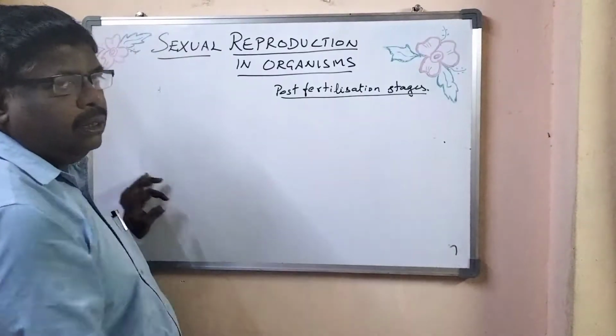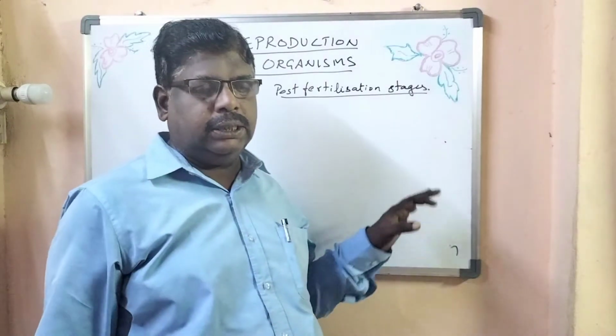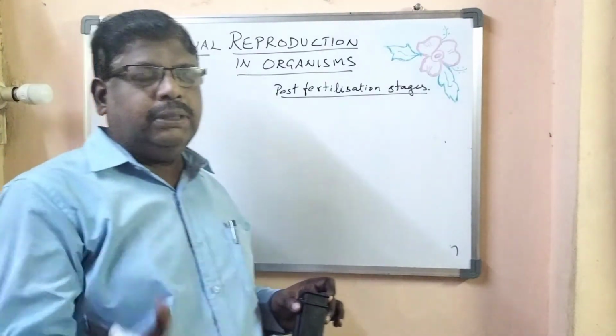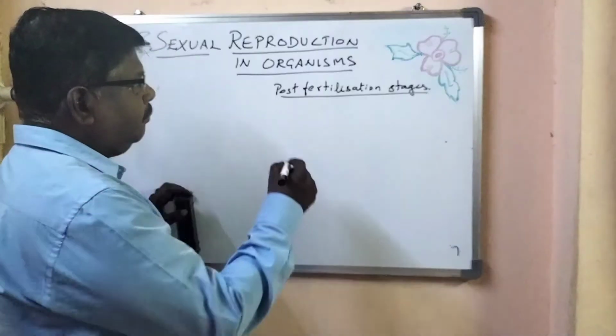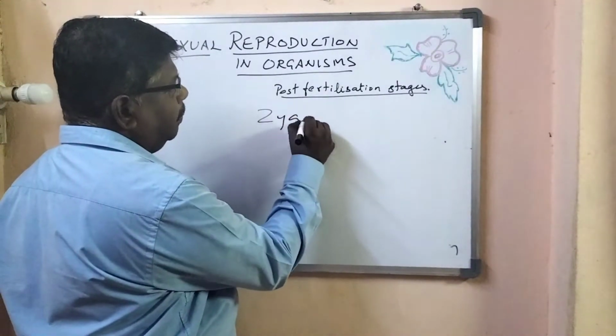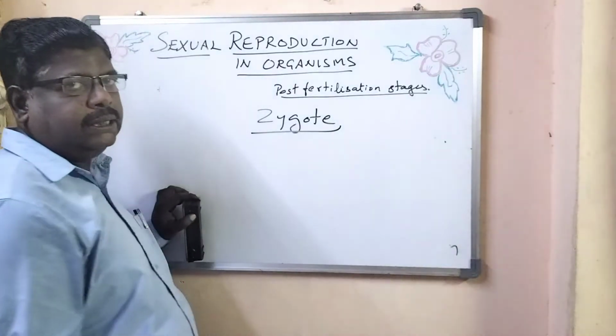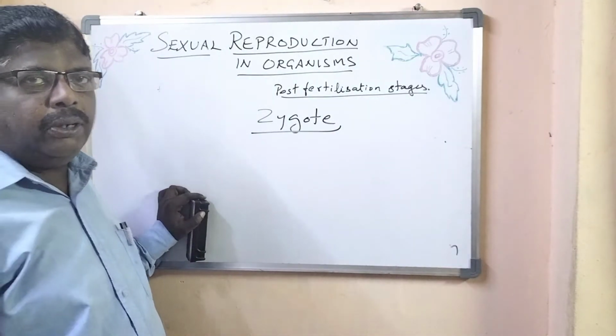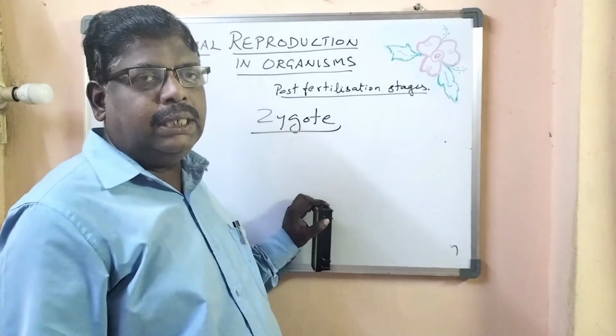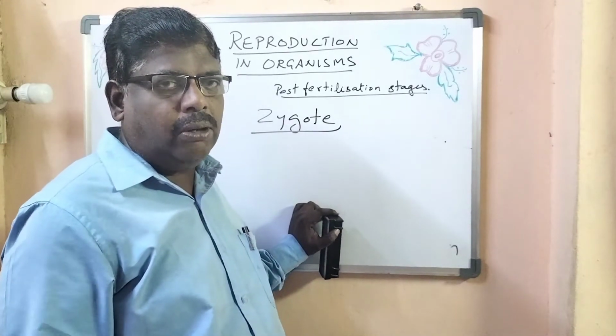Now we'll see about post-fertilization stages. It all starts with the formation of zygote. So this is the post-fertilization stage. First step, zygote. Zygote is diploid. Zygote is universally seen in all sexually reproducing organisms.